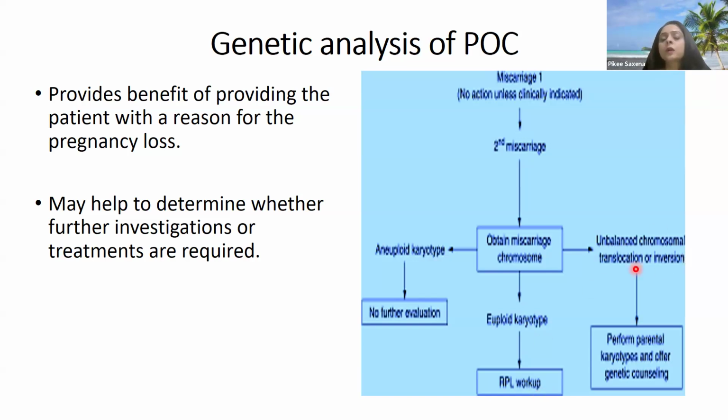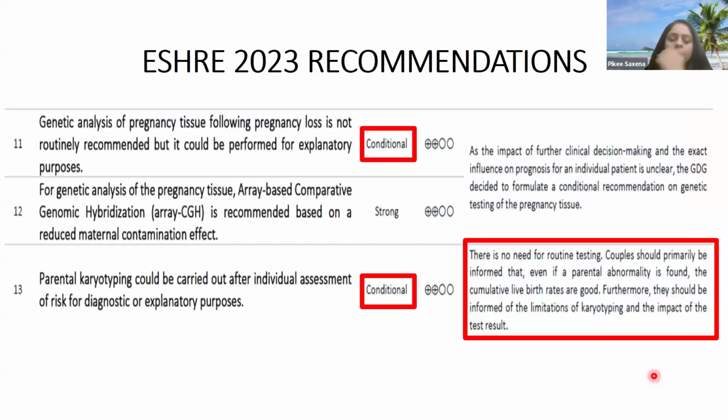If it is an unbalanced chromosome, then we have to send the patient for genetic counseling, and the parental karyotype is also recommended. Genetic counseling needs to be done, or they can go for adoption, donor oocyte, donor sperm, donor egg, and all the options need to be discussed with them thoroughly. Sometimes you don't give them any treatment, and still they can have a normal baby. So all these things have to be told to them.